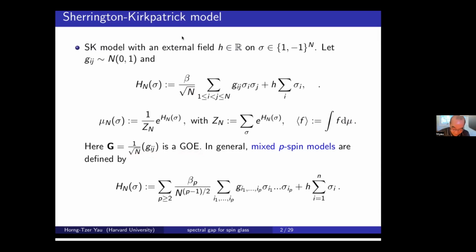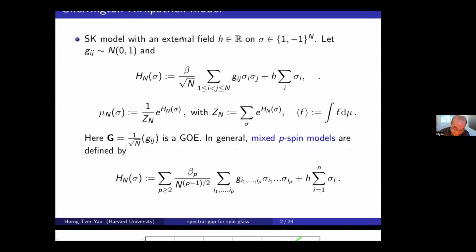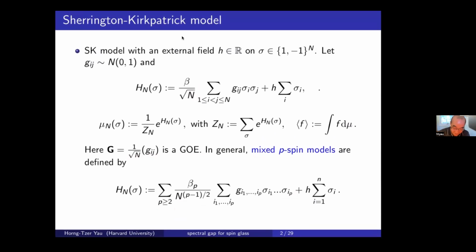Now, in general, one can define more complicated models. You can sum over all spins p bigger than 2, and then you normalize correctly. This is a correct normalization, taking into account central limit theorem corrections and scaling. This is called a mixed p-spin model, and there's a beta_p.